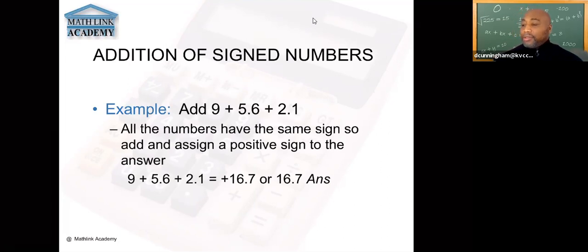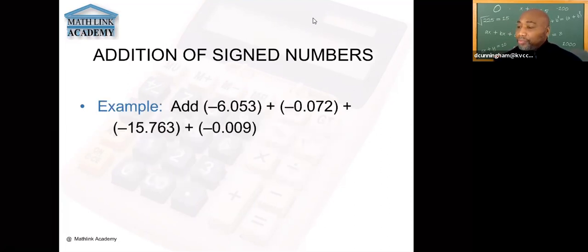We're going to add the 9 plus 5.6 plus 2.1, line up the decimals, and we end up with 16.7. We're not going to say the plus, we'll just say 16.7 as our answer for this particular problem. You just add all the numbers, make sure you line up the decimals, and we have our answer.